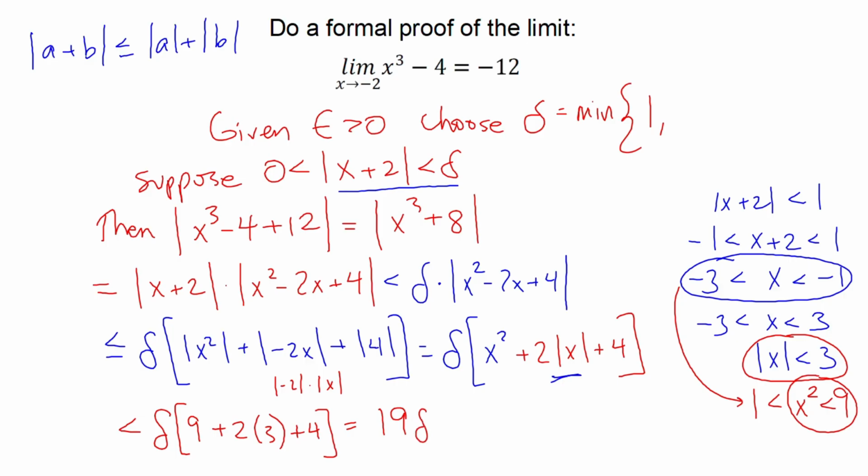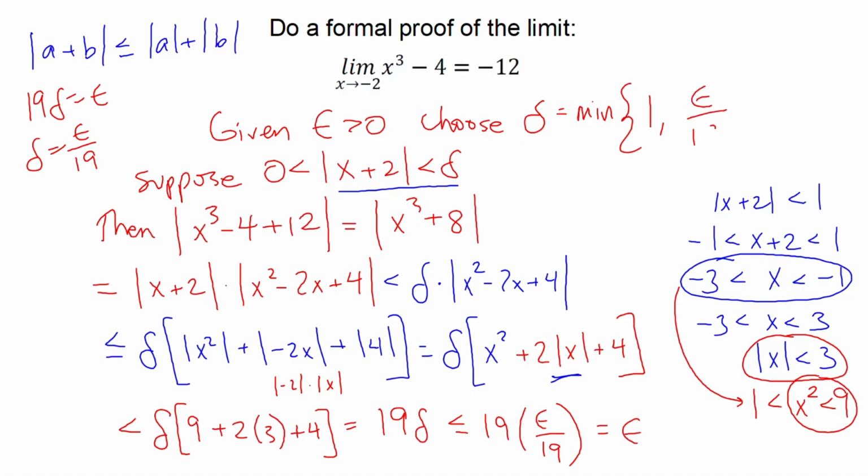And just like we've done off to the side for all these other ones, we've said, well, let's just let 19 delta equal epsilon. So delta is epsilon over 19. So this is now less than or equal to 19 times epsilon over 19. And again, it's a less than or equal to because we're having this choice between 1 and epsilon over 19. And depending on which one we choose, it's either the less than or the equal to here. And that's the end of that proof.